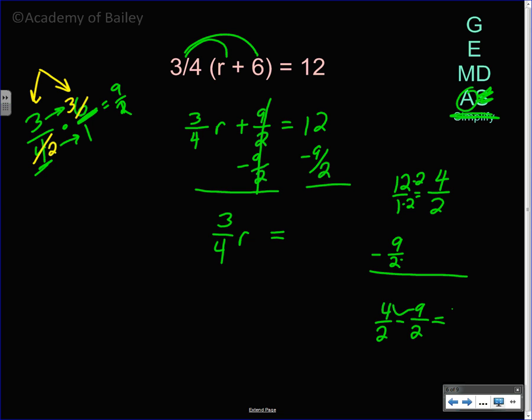4 minus 9 will give you negative 5. And 2 on bottom stays 2 on bottom. So we have negative 5 over 2. 12 minus 9 halves is negative 5 over 2. And I think that's a little bit wrong. Let's see if I can bring that back for you. Yes, it is a little bit wrong.